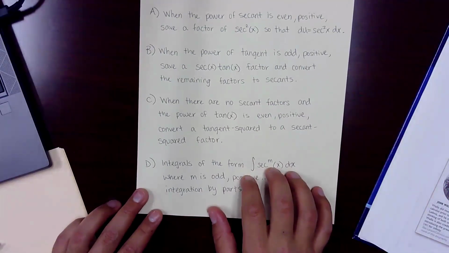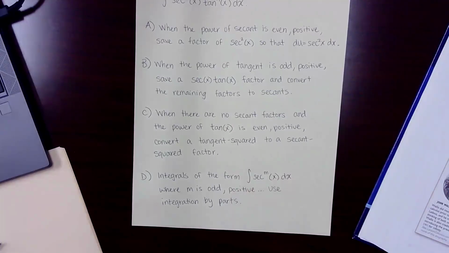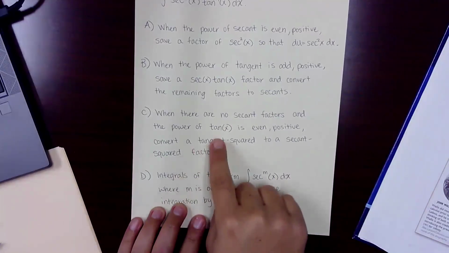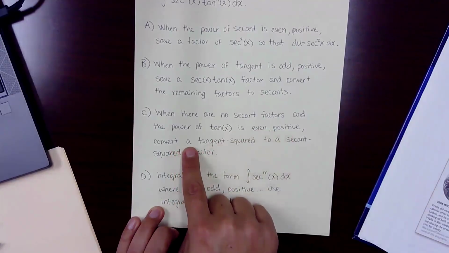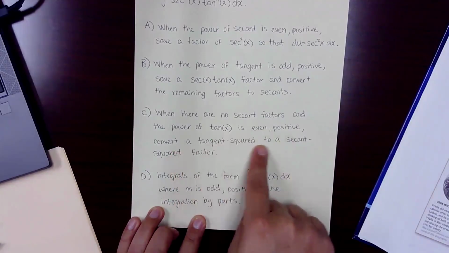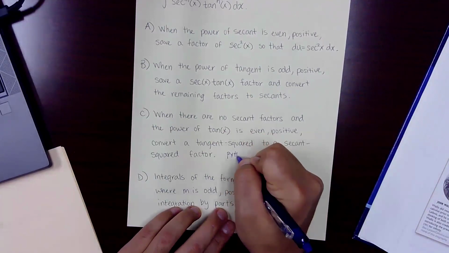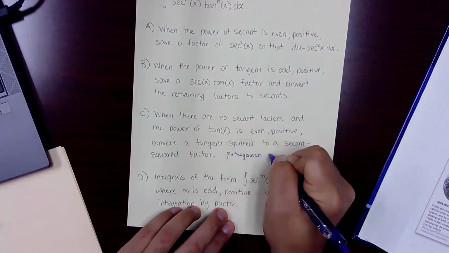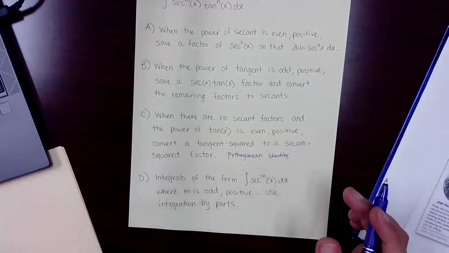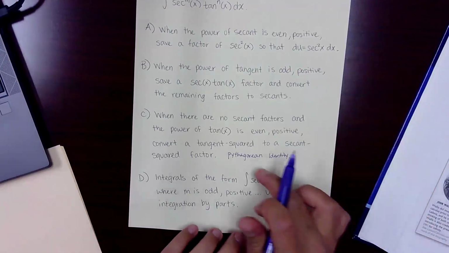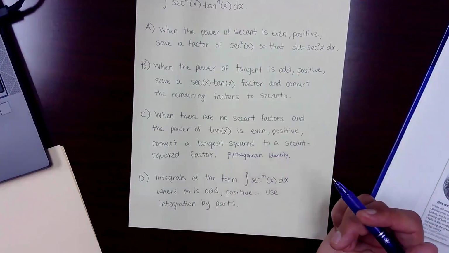Okay. So the third option here for case C is that when there are no secant factors, and the power of tangent is even and positive, then what we want to do is convert a tangent squared to a secant squared factor. And that's going to be done using the Pythagorean identity. And when we get to that point, if we have an example that looks like that, then I will show you the basic algebra to convert your Pythagorean identity into terms of tangents and secants.